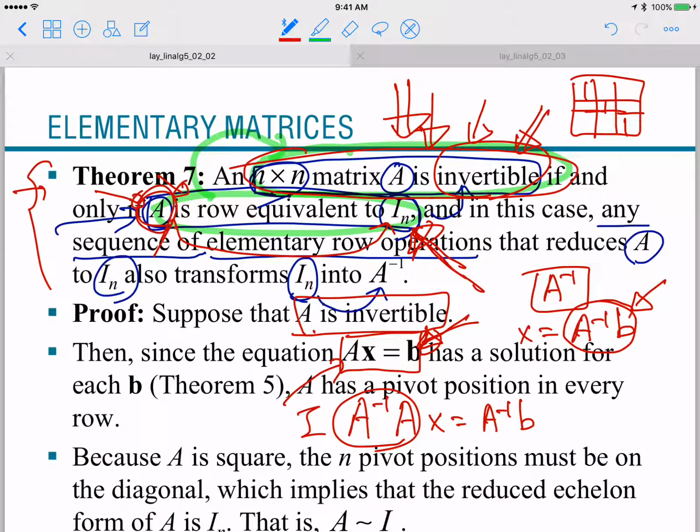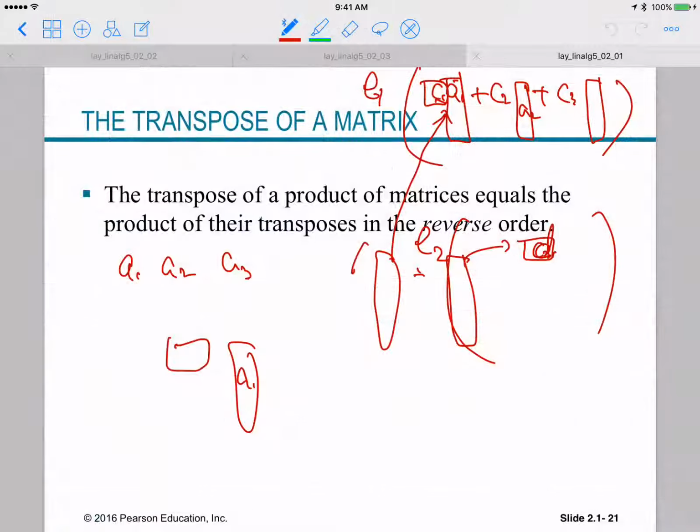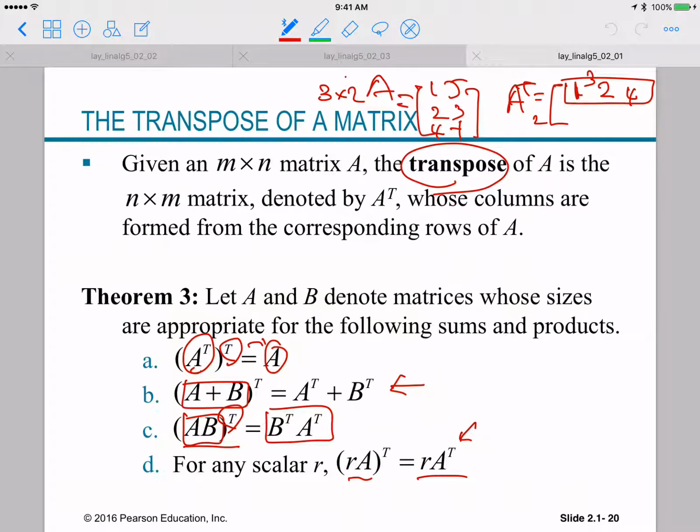We already proved it, I think, let's see, in this chapter, I think. Let's see.